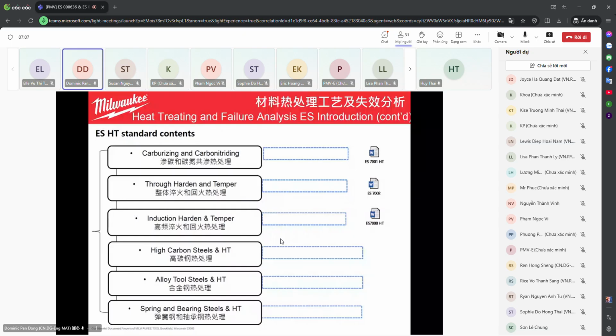The fourth one is about the high carbon steels heat treatment. The fifth one is alloy tool steels heat treatment. And the last one is about spring and bearing steels heat treatment. Why would we divide those into 3 different heat treatments for 3 different types of steels? Because of their specific requirements, both on the process setting and the microstructure, micro hardness control are critical and quite different from others.